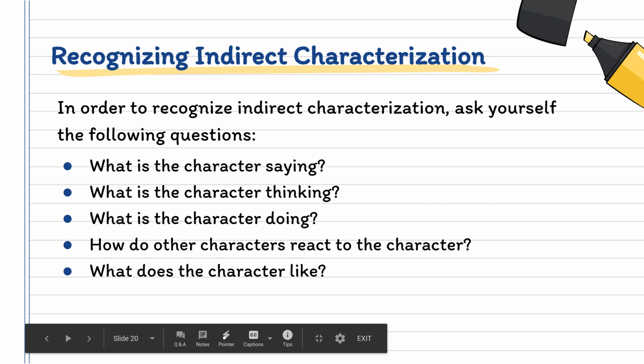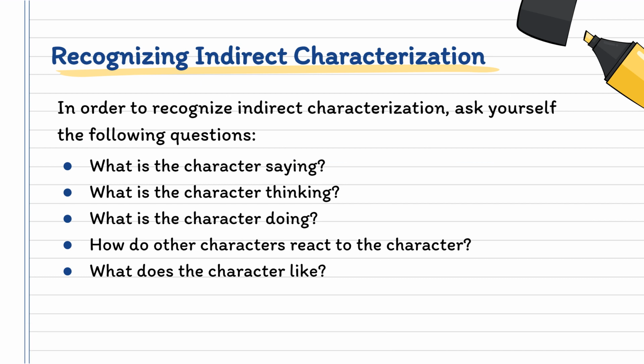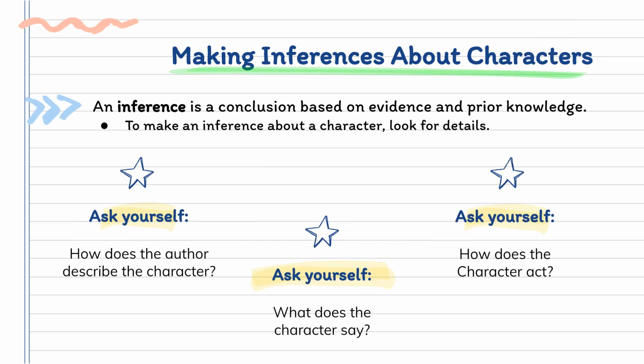Now, recognizing indirect characterization. In order to recognize it, you've got to ask yourself the following questions. What is the character saying? What are they thinking? What are they doing? How are other characters reacting to them? And what does the character like? That will help you understand the characterization of that character.